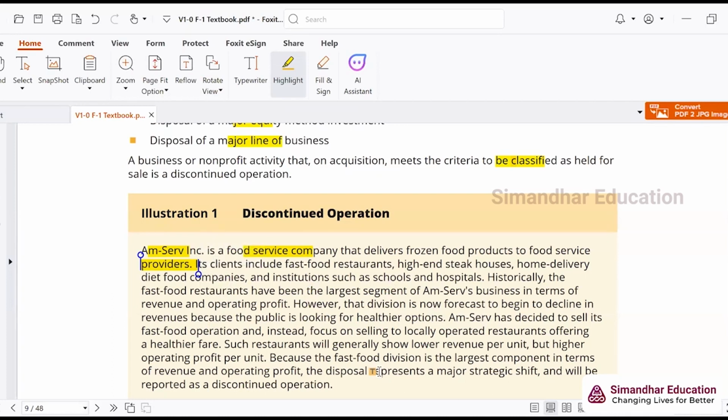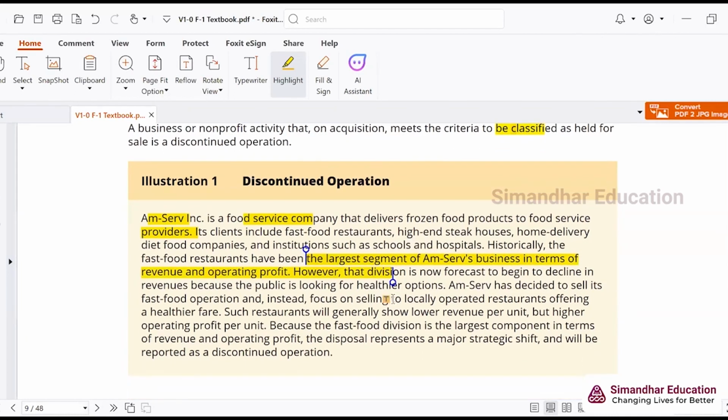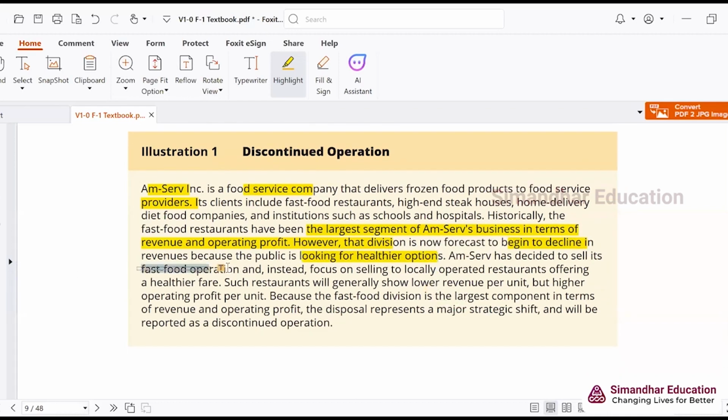The fast food restaurants have been the largest segment of the business in revenue and operating profit. However, that division is now forecast to begin to decline in revenue because the public is looking for healthier options. The company has decided to sell its fast food operation, and instead focus on selling to locally operated restaurants offering healthy fare. So in a nutshell, they want to discontinue. Such restaurants will generally show lower revenue per unit but higher operating profit per unit. Because the fast food division is the largest component in terms of revenue and operating profit, it represents a major strategic shift. So this is very important and will be reported as a discontinued operation.